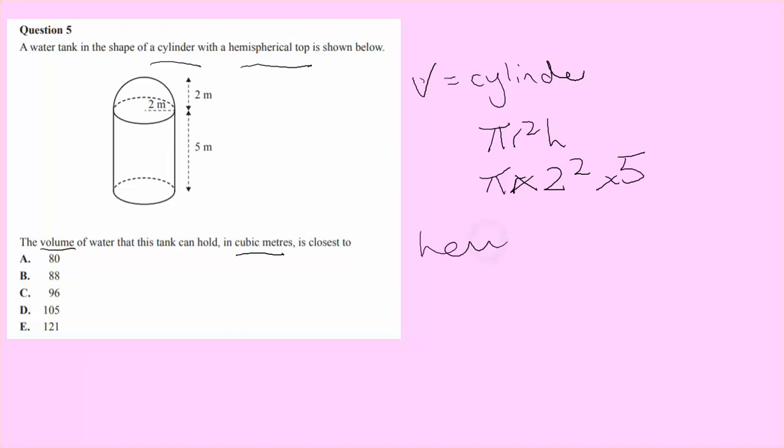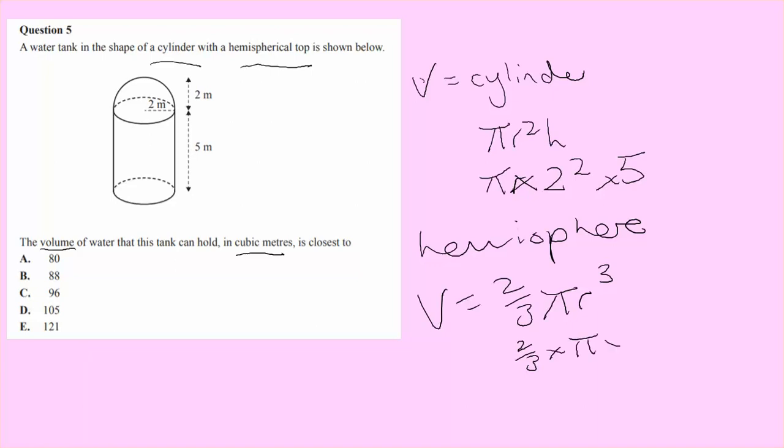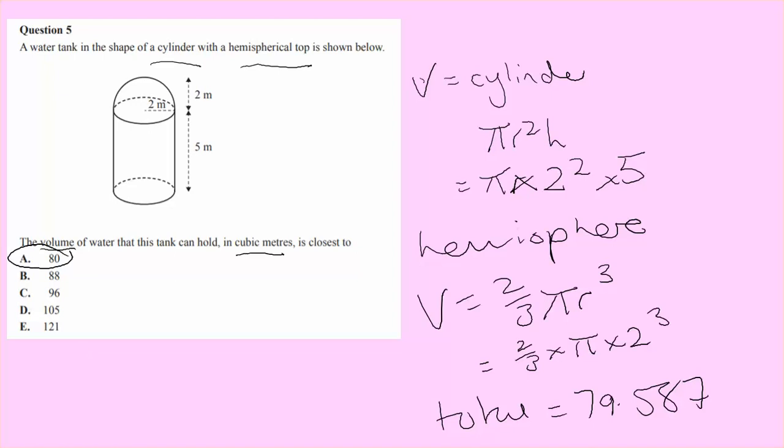And the hemisphere, volume equals 2/3 pi r cubed. So 2/3 times pi times 2 cubed. So we get the answer to both of those. Put them in the calculator, add them up, and the total is 79.587. So the answer is A, 80.